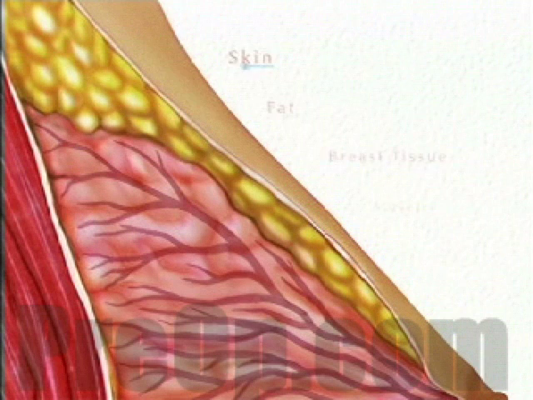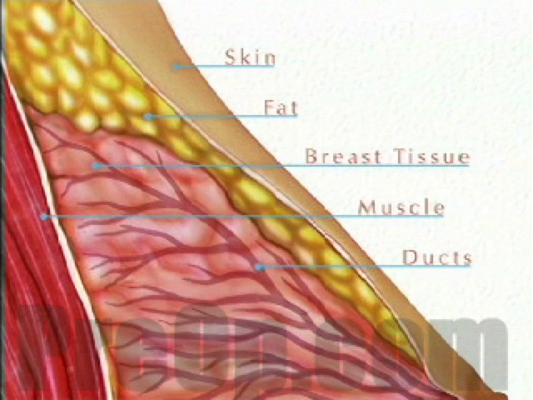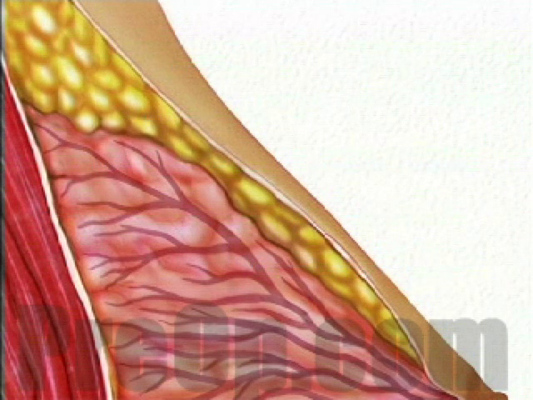The breast is made of layers of skin, fat, and breast tissue, all of which overlay the pectoralis muscle. Breast tissue itself is made up of a network of tiny milk-carrying ducts, and there are 3 ways in which a lump can form among them.